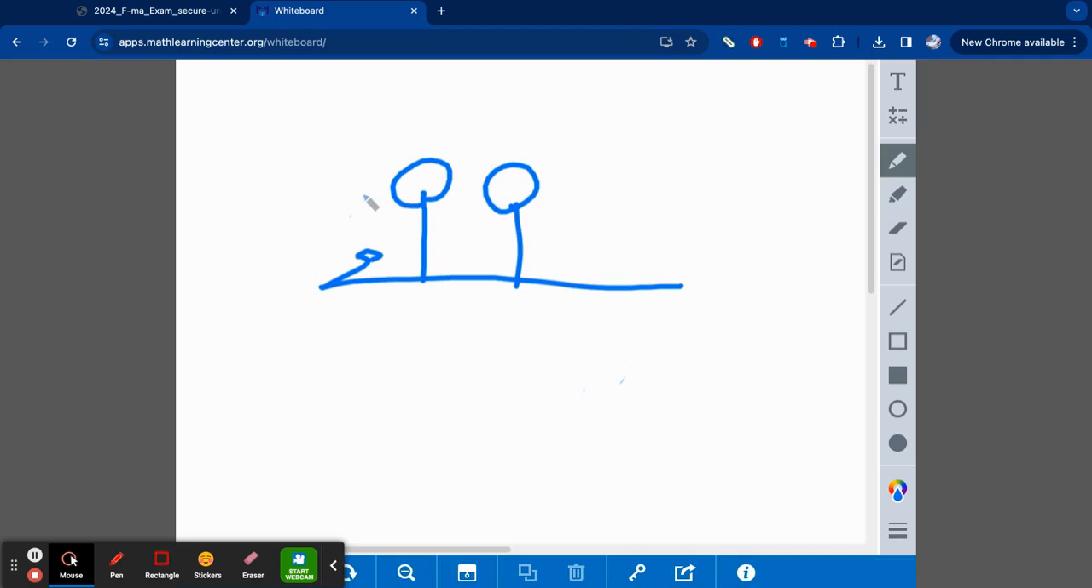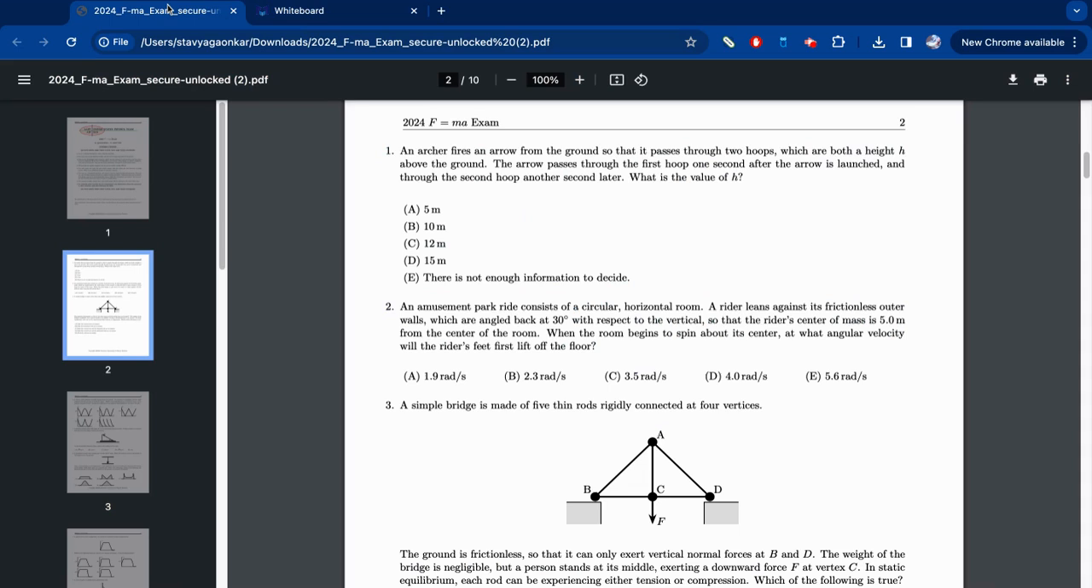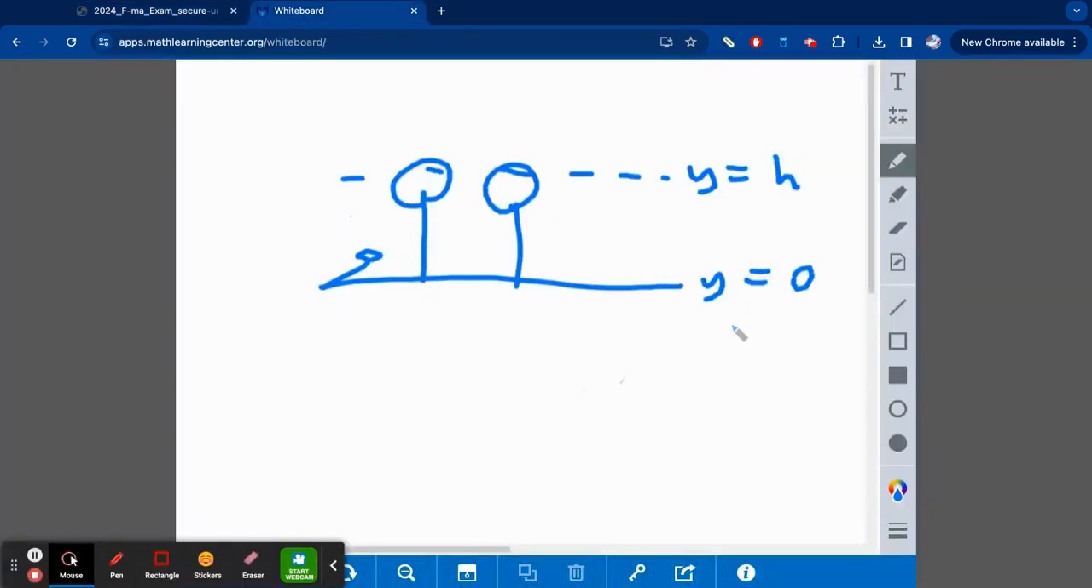So if we were to draw this, okay, you have an arrow that's launched from the ground, and it passes through two hoops. Say they're both a height y equals h above the ground. It passes through the first hoop 1 second after the arrow is launched, and through the second hoop another second later. And we want to find the value of h.